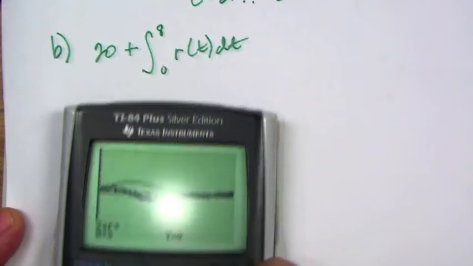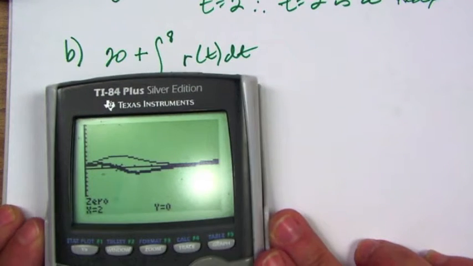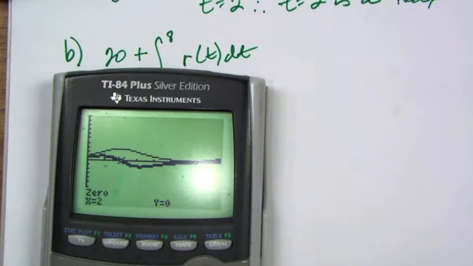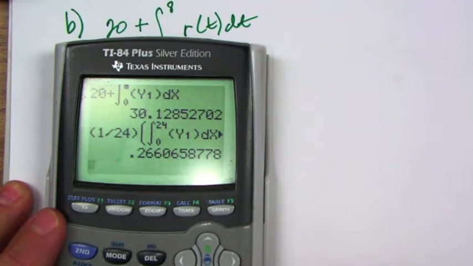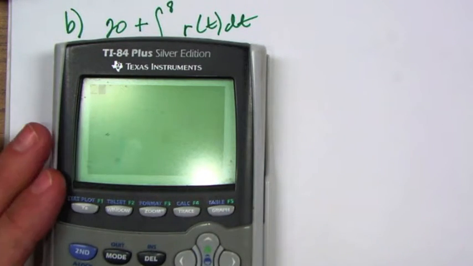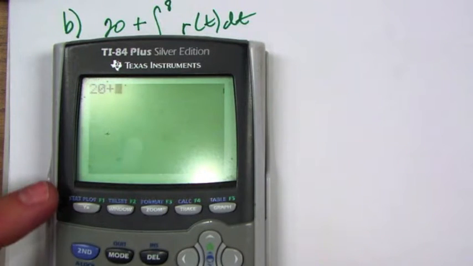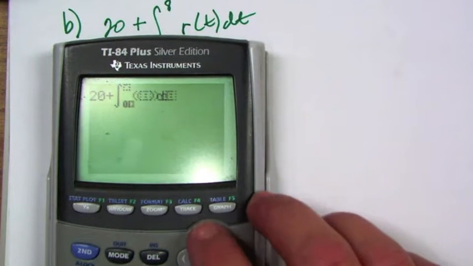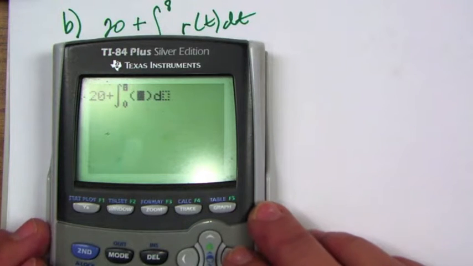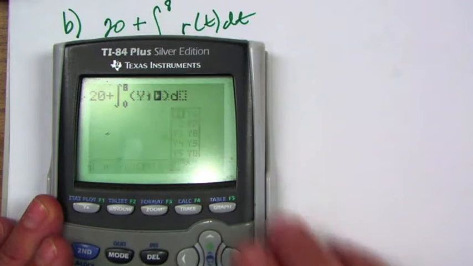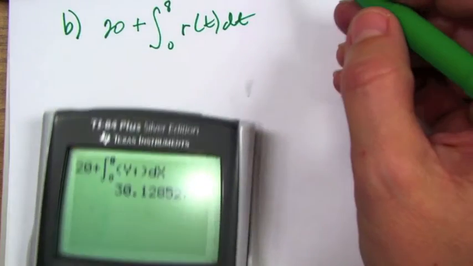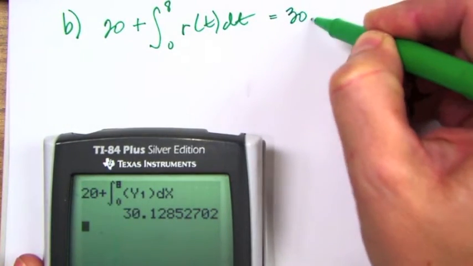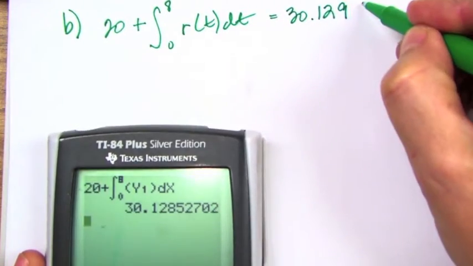Okay, so remember our calculator trick here. R of t is in my y1, right? So from my home screen, I'm going to say 20 plus the integral from 0 to 8 of what is in y1 with respect to x. So how much is in there at time 8? 30.129 liters, right?